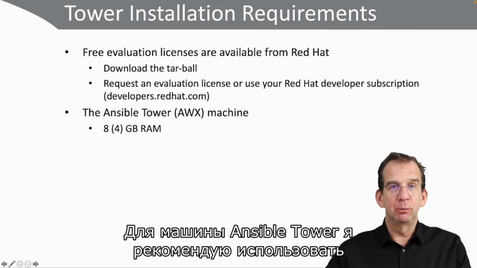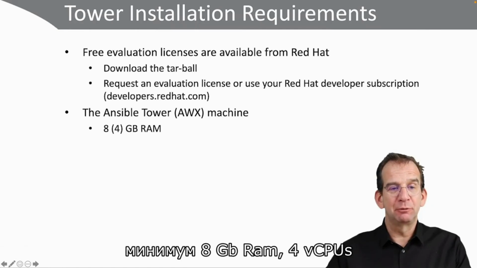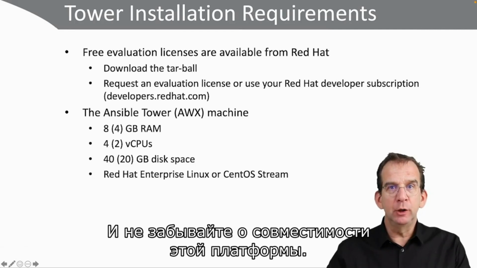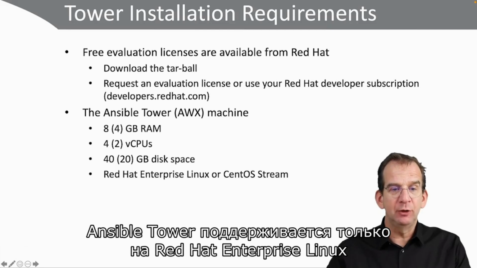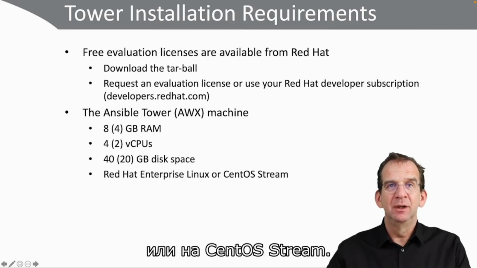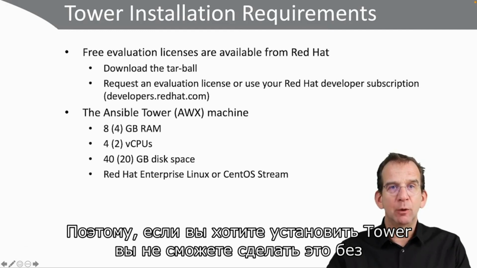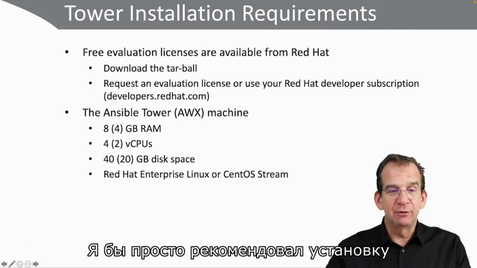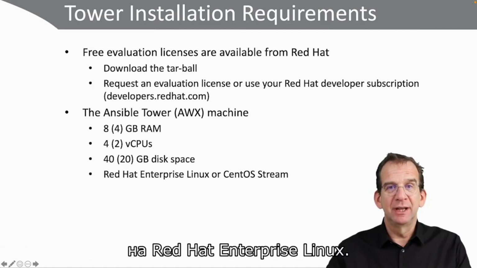In this Ansible Tower machine, I recommend you use a minimum of 8 GB of RAM, 4 vCPUs and 40 GB of disk space. Also, you need to consider the supported platform. Ansible Tower is only supported on Red Hat Enterprise Linux or on CentOS Stream. So if you want to install Tower, you can't do it without any tweaking on Rocky, for instance. I would just advise you do it on top of Red Hat Enterprise Linux.